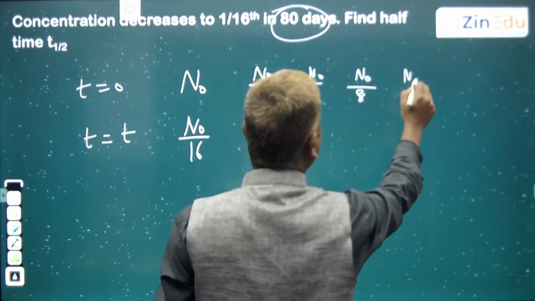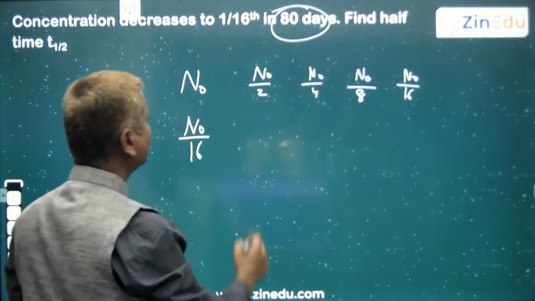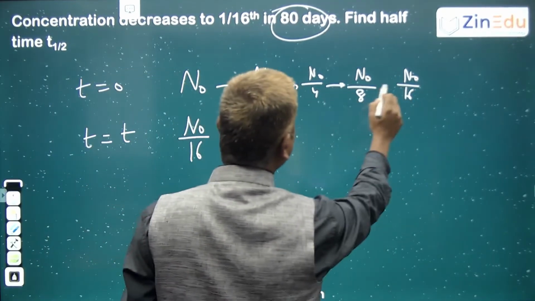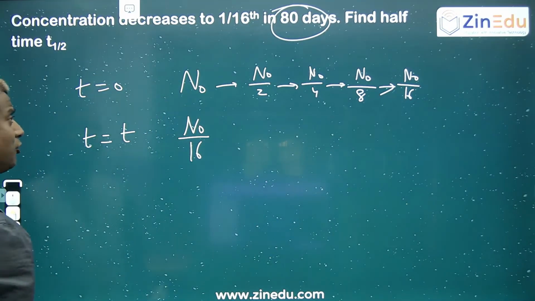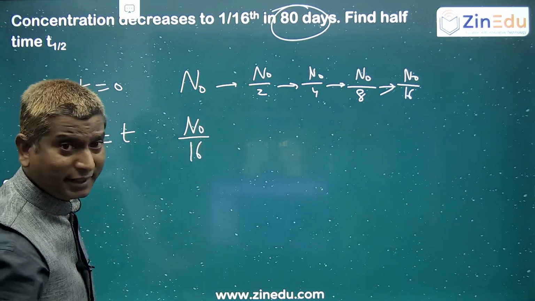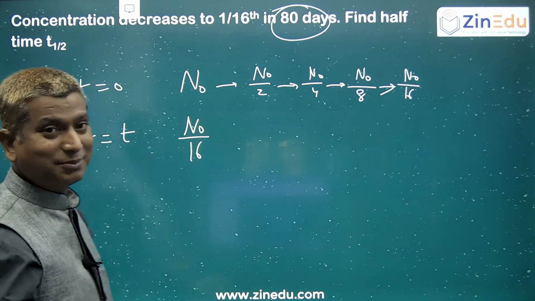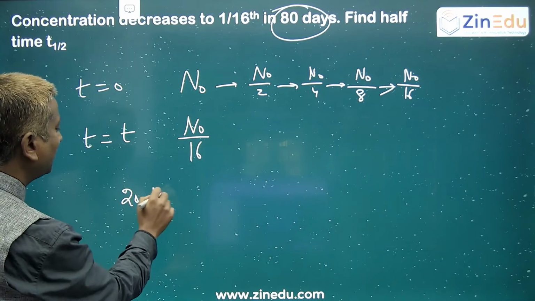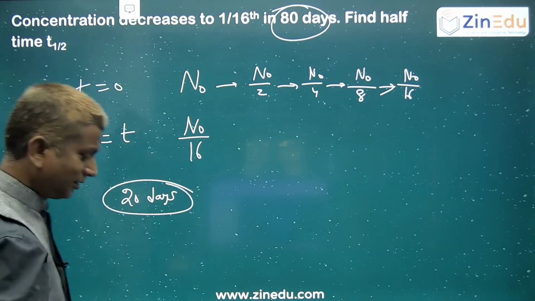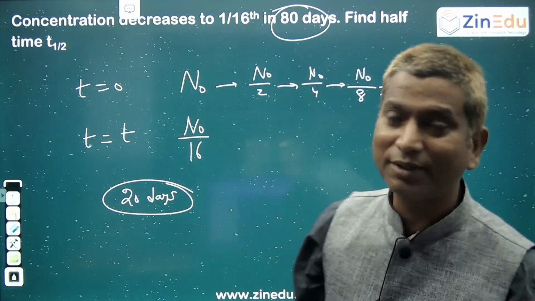n naught by 8. How many half-lives? 1 half-life, 2 half-lives, 3 half-lives and 4 half-lives. It's a matter of 4 half-lives. So 4 half-lives is nothing but 80 days. So 1 half-life is nothing but 20 days. Right or not? 20 days. Simple, straight away you can tell. No need to apply any formula.